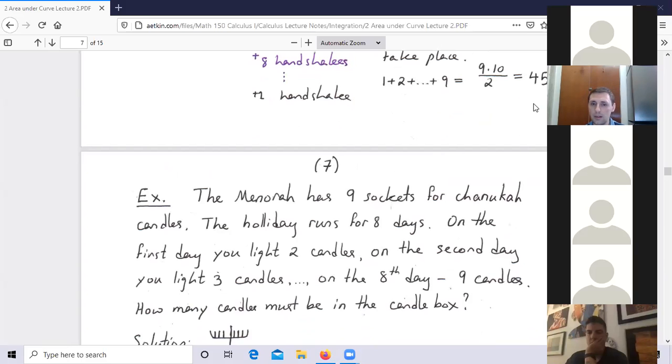You understand? So the question is, how many candles must be in the candle box? What's the minimal number of candles in the candle box to be enough for the full 8 days? First day, 2 candles. Second day, 3 candles. Third day, 4 candles. You understand? So calculate, tell me how many candles we must have in the box.